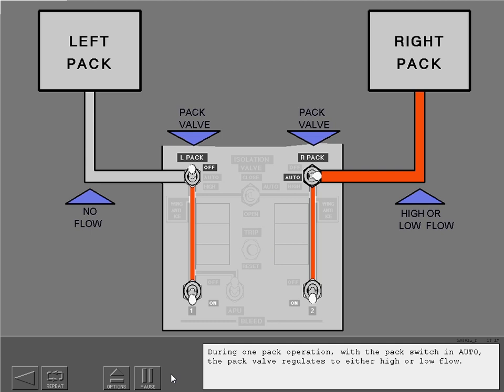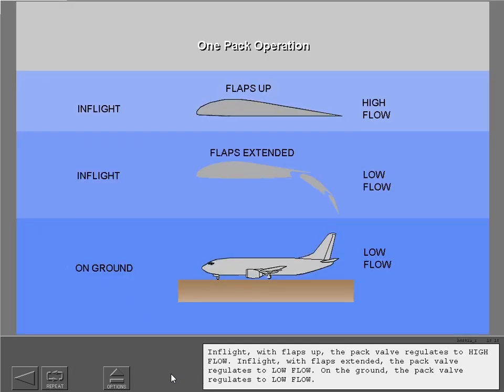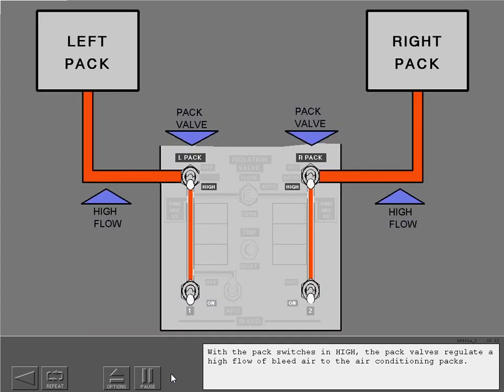During one-pack operation, with the pack switch in auto, the pack valve regulates to either high or low flow. In flight, with flaps up, the pack valve regulates to high flow. In flight, with flaps extended, the pack valve regulates to low flow. On the ground, the pack valve regulates to low flow. With the pack switches in high, the pack valves regulate a high flow of bleed air to the air conditioning packs.